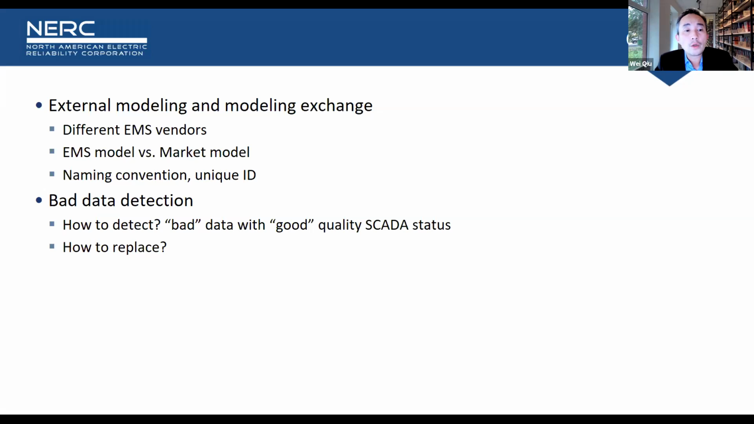The first one is external modeling and model exchange. We all know model is critical and vital to EMS. Without a correct, accurate model, EMS functions cannot give the right solution: garbage in, garbage out. And currently our entities try to expand the model well outside of their footprint because they want a bigger and bigger situational view, because they want to know what's going to happen in the neighbors.